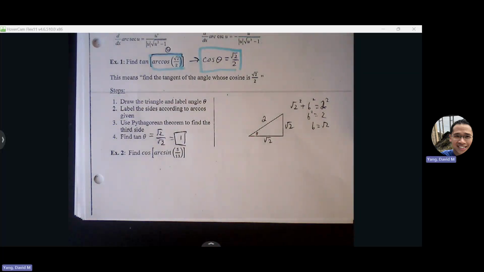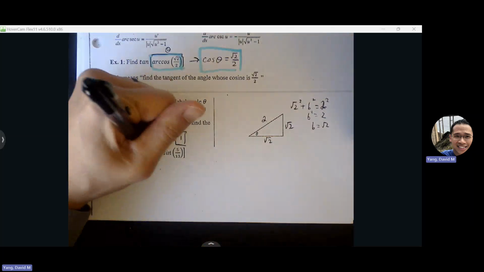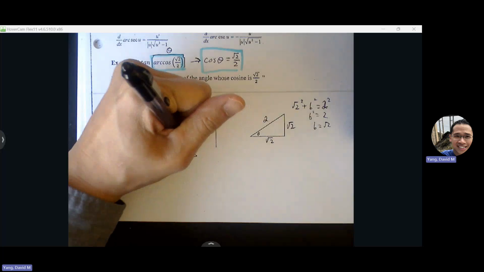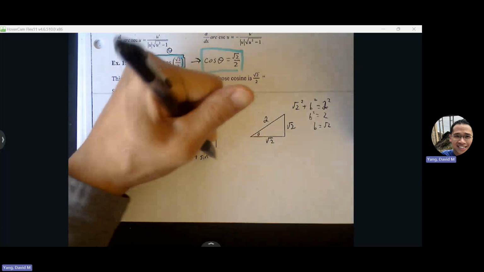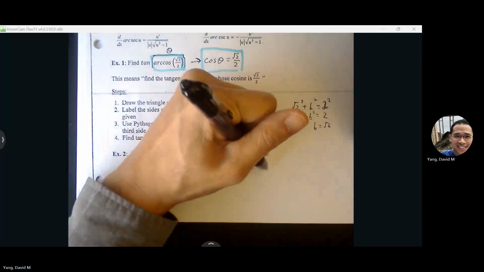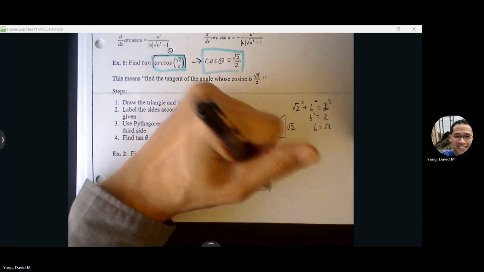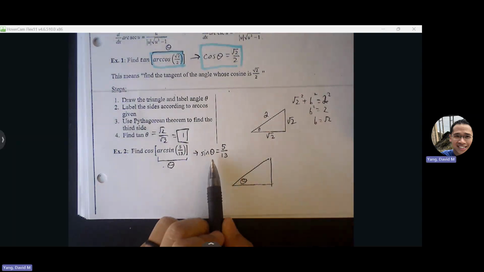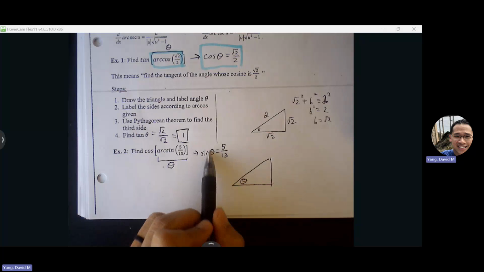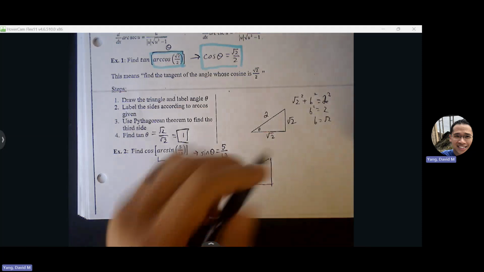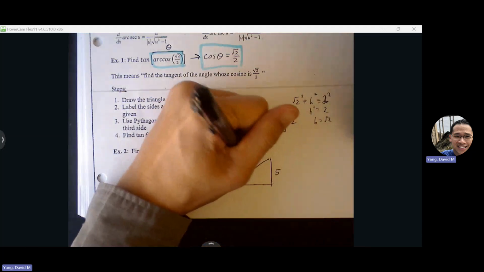Number 2, find the cosine of arcsine of 5 over 13. So understand this whole thing represents theta. Another way of thinking about what that inside portion is doing, we're going to create a triangle where sine of theta is equal to 5 over 13. So now that we have a triangle with theta filled in, let's see where that 5 and 13 can go. So sine is opposite over hypotenuse. So 5 over 13.